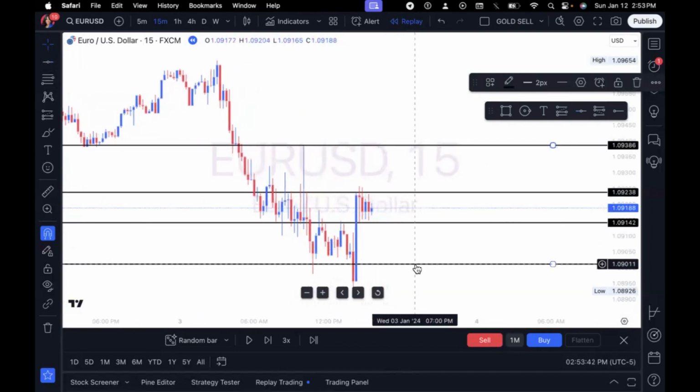Now, the next thing we're going to do is just simply ask ourselves a couple of questions. Is the market near an area of support or resistance? If it's near support, we could potentially get in for a buy. If it's near resistance, we could potentially get in for a sell.